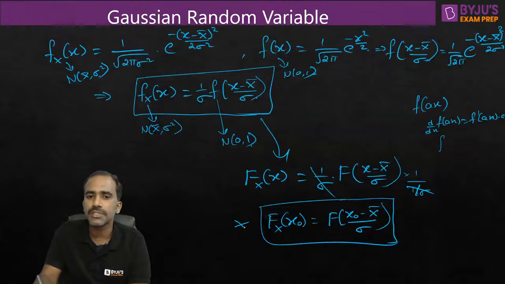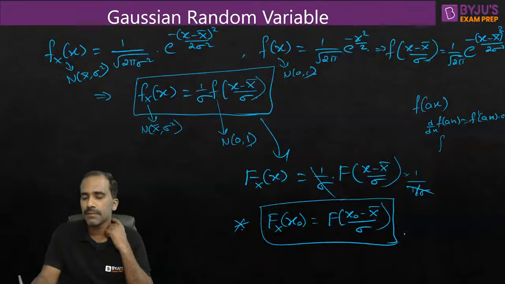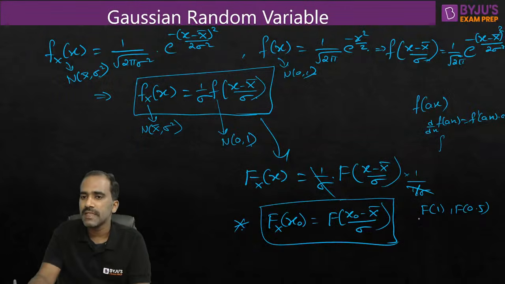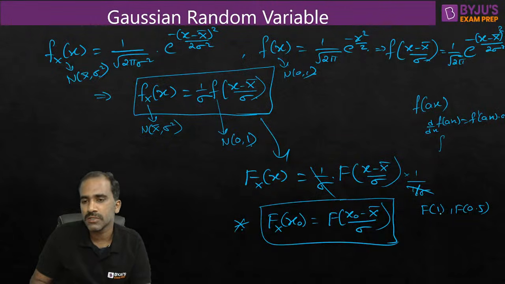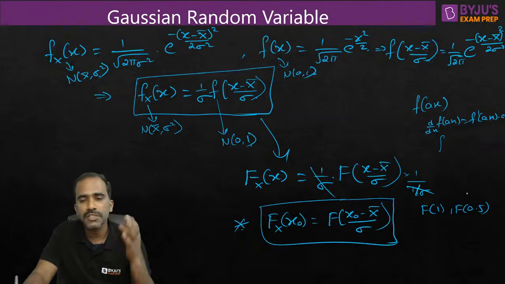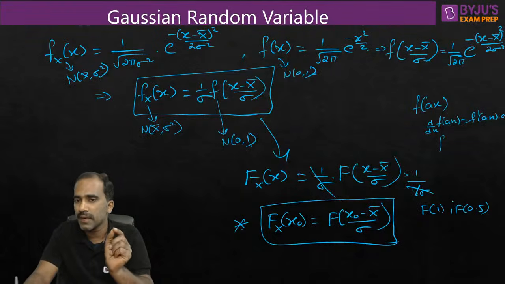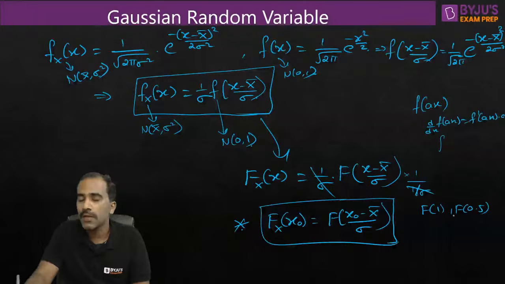Why do we need this relation? Because these values are available. So CDF values F of 1, F of 0.5, F of 1.6, 0.7, 0.8. These values are available in our textbooks. Why is this data made available? Because of the Gaussian function, especially in all communication textbooks, at the end of the textbook you'll have an appendix. In that, you'll definitely have these F function values or Q function values available. Why? Because in many problems in communication systems, we'll have noise topics.